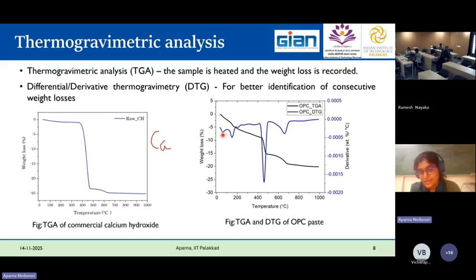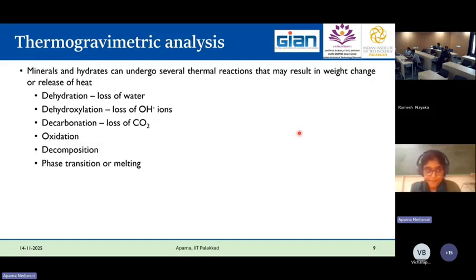Here we may see that there is a continuous weight loss, but at what point it is predominant, we cannot identify from the TGA curve. But from the differential curve, we can see the main peak is somewhere near 70 degrees. Then somewhere near 100, we have another peak. Then near 420 or 450, we have another peak. And somewhere near 650, we have another peak. Now these peaks correspond to different types of hydration products which are decomposing at those temperature regions.